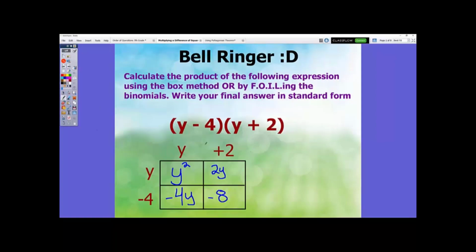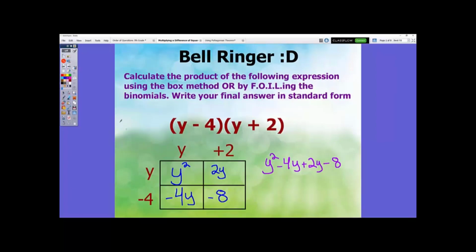And we write everything in standard form. So we're going to start with the term with the highest degree first. So the y squared gets to go first. Then we can put our two terms with the variable to the power of 1 in the middle. It does not matter which one comes first. And then we end, as always, with our constant.